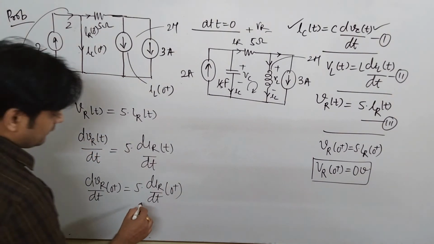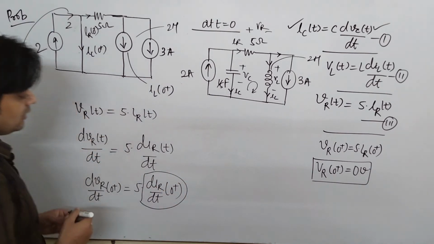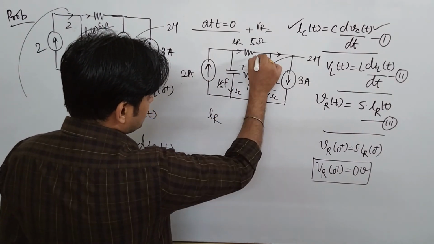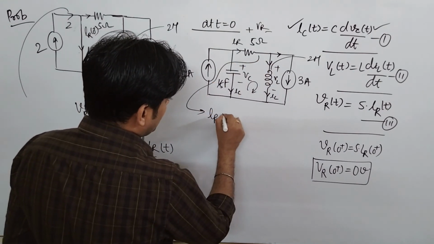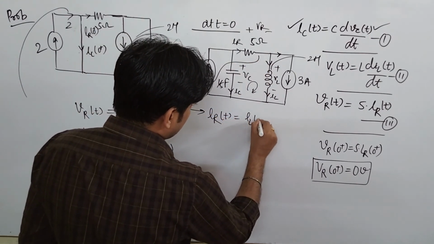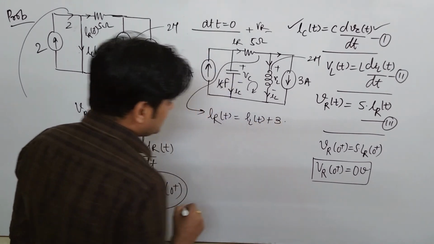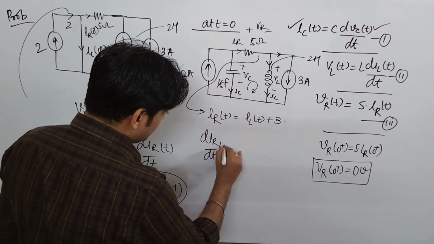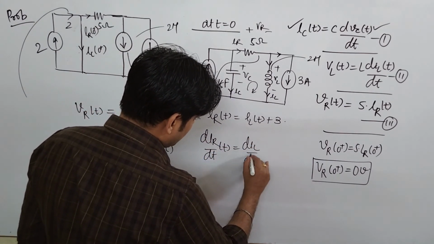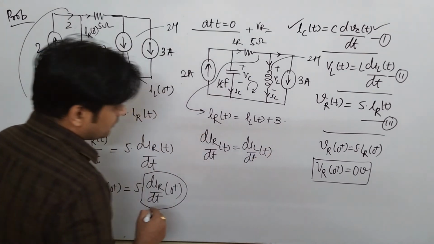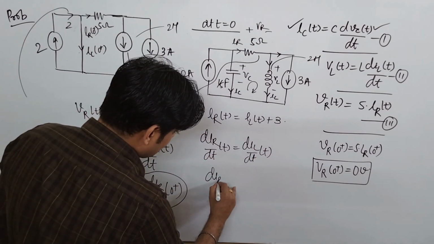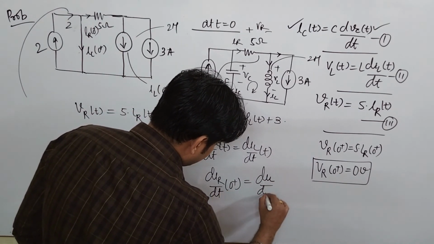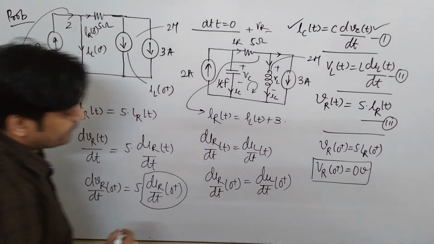It means if you know the value of this dIR by dt at 0 positive, you can get the answer. But how will we get that value? From this equation, IR(t) is equal to IL(t) plus 3 ampere. This we have already found. If you differentiate it, this comes to be dIR by dt is equal to dIL by dt, and the constant term will go 0. At t equal to 0 positive, dIR by dt at 0 positive is equal to dIL by dt at 0 positive.